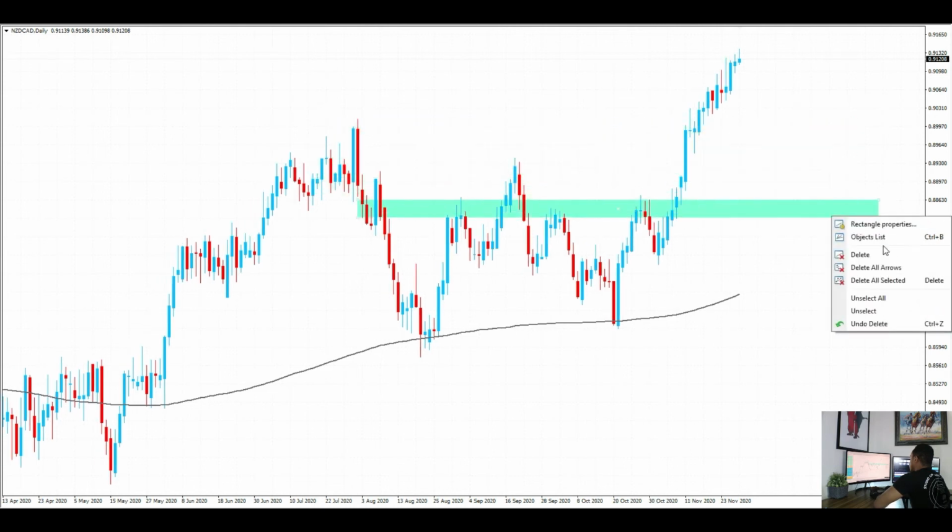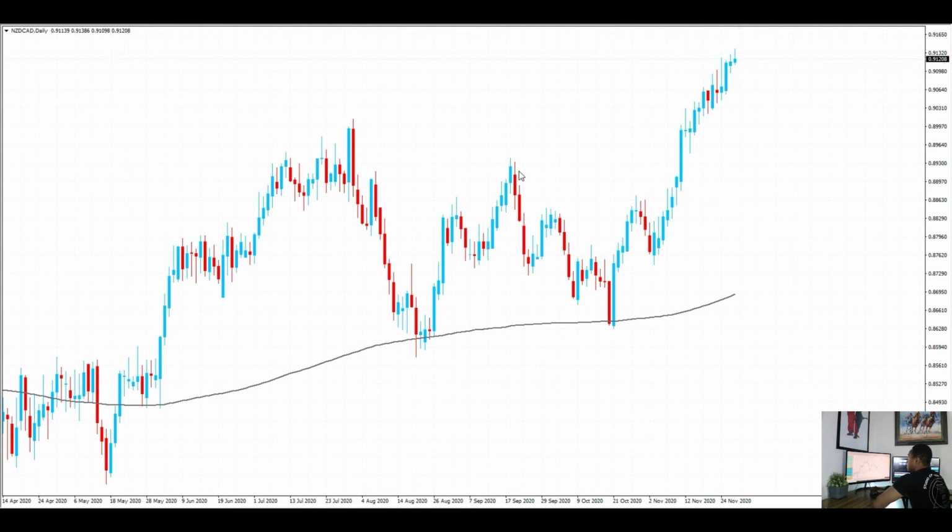So waiting for price action to start getting a bit more bearish for NZD CAD on the lower charts, like the 4-hourly, and look to take advantage of a nice swing to the downside. Again, look at the target, this area in the market here.